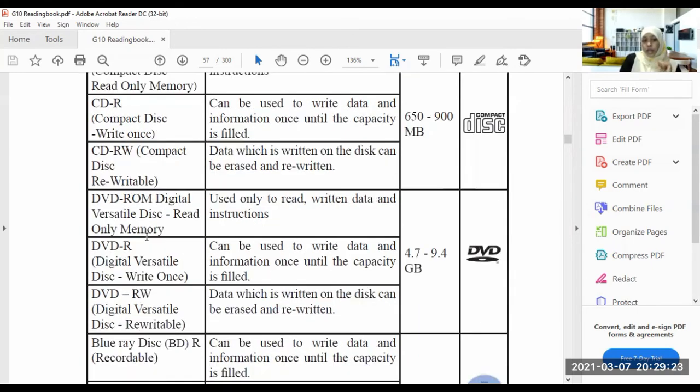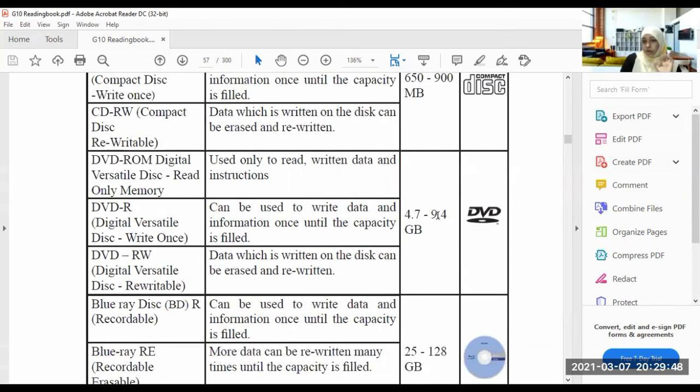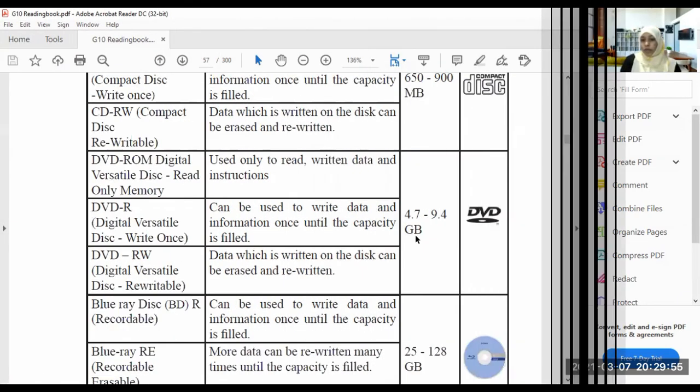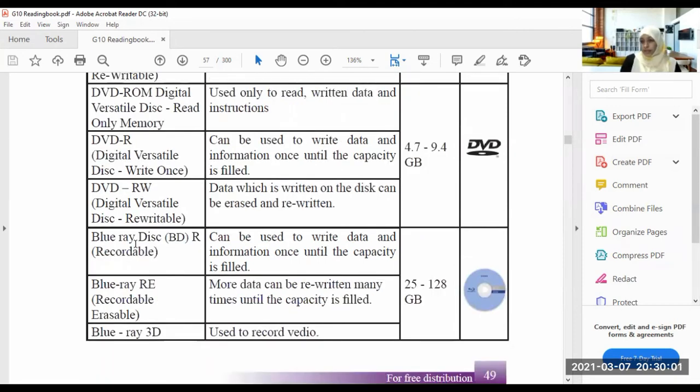Okay. Next one is DVD-ROM, digital versatile disk read-only memory. Here we can only read the written data and instructions in it. DVD-R, as with the CD-R, we can write only once. DVD-RW, we can write and erase in this device, and its capacity is 4.7 to 9.4 GB. Next one is Blu-ray disc.